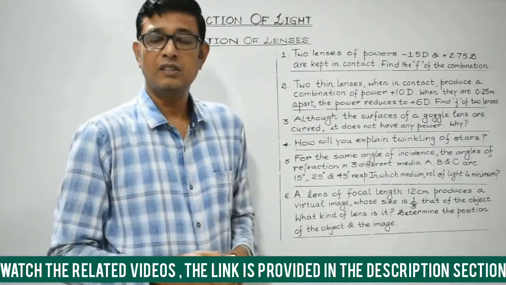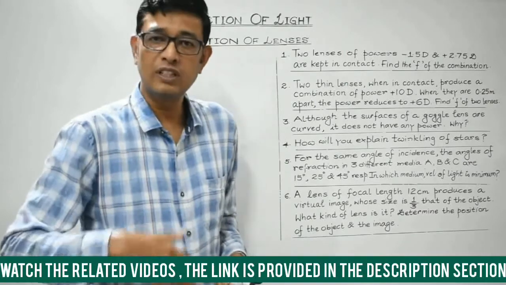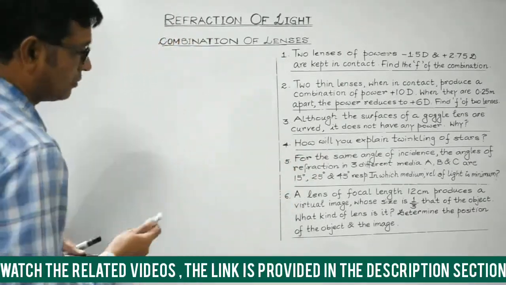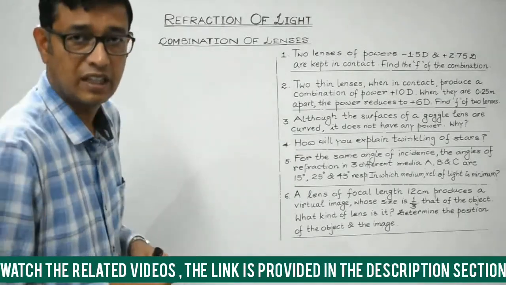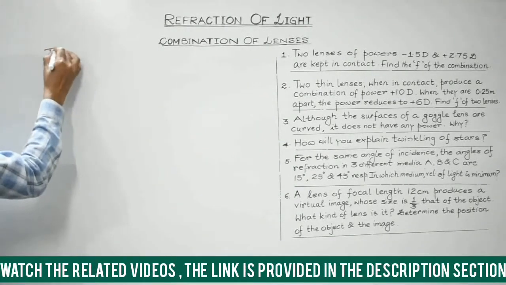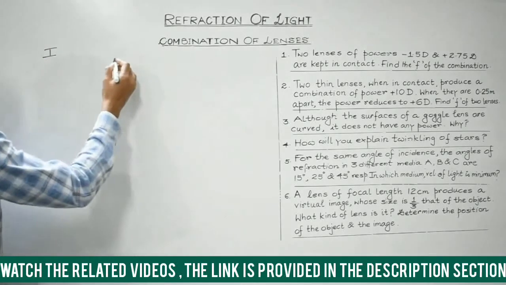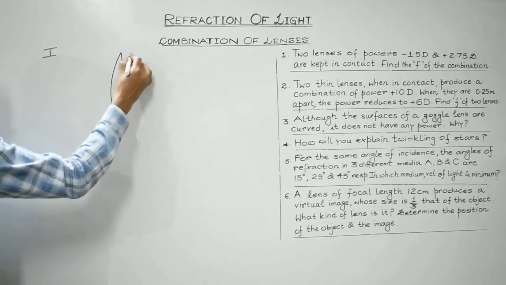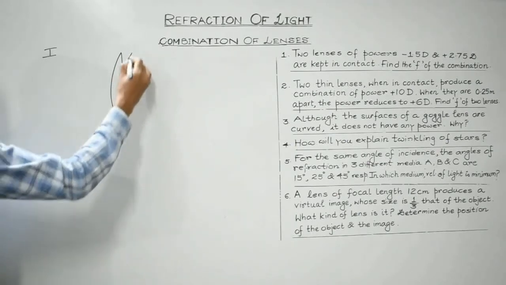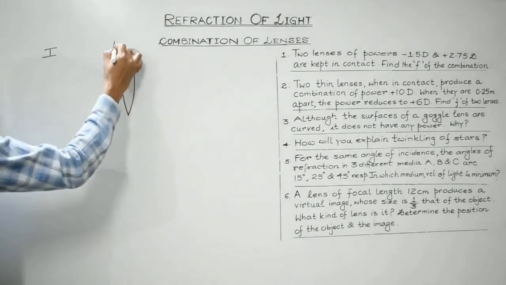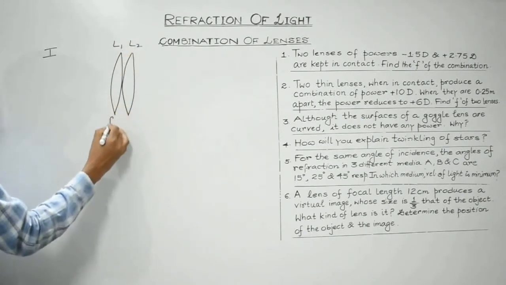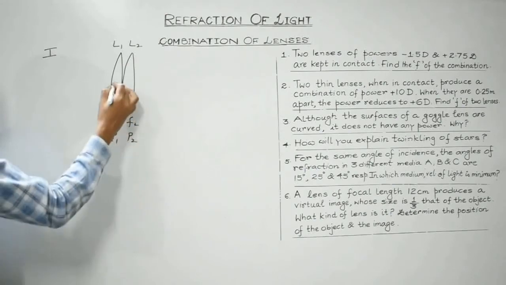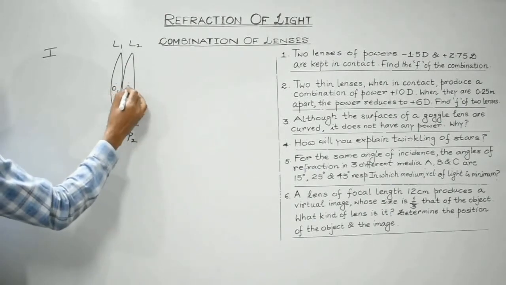So our topic is when two or more than two lenses are in contact with each other, like this. It may be either a convex lens or a concave lens. So case 1, when they are in contact with each other. Let us consider these are the two lenses, L1 and L2, and they are in contact with each other. Their respective focal lengths are F1, F2, and their respective powers are P1 and P2.